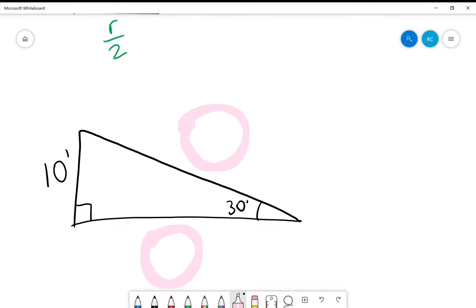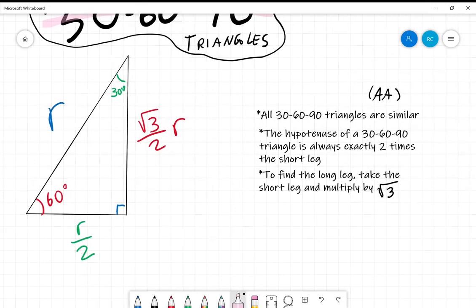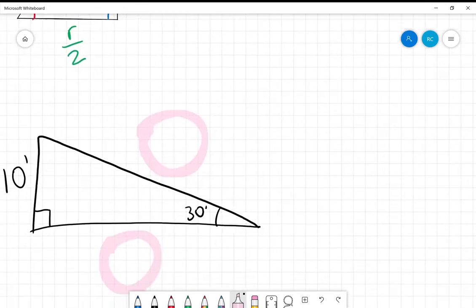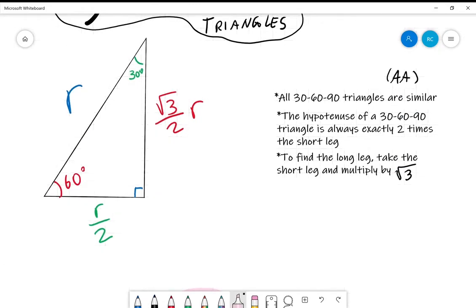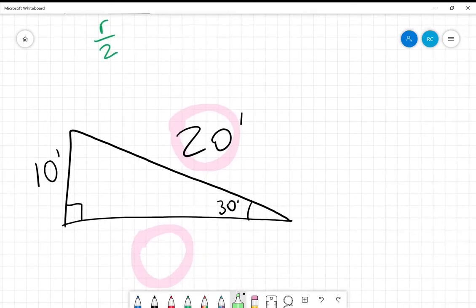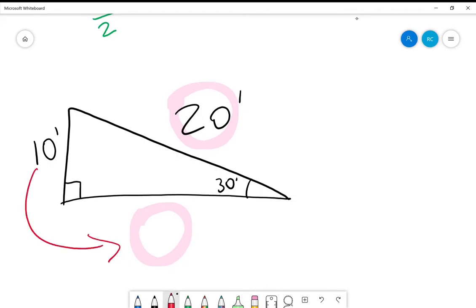Well, again, I don't have to do any serious math. I know from our notes that the hypotenuse is twice the short leg. So whatever the short leg is, the hypotenuse is going to be twice that. Okay? And then I see here that to find the long leg, which is what we need, take the short leg and multiply it by the square root of 3. So we're going to do that. We get 10 times the square root of 3. And that's it. We're done. Big happy face. We are absolutely done.